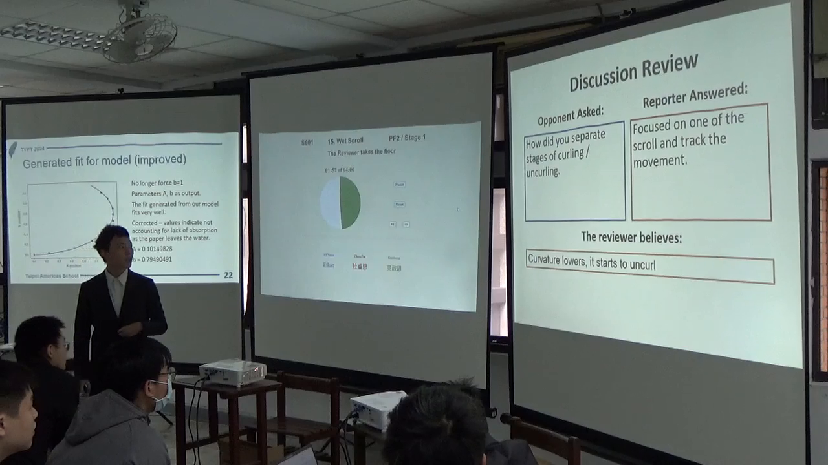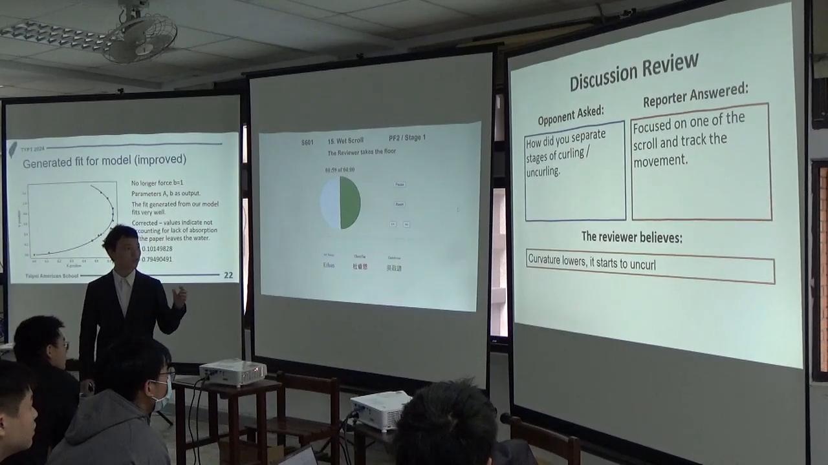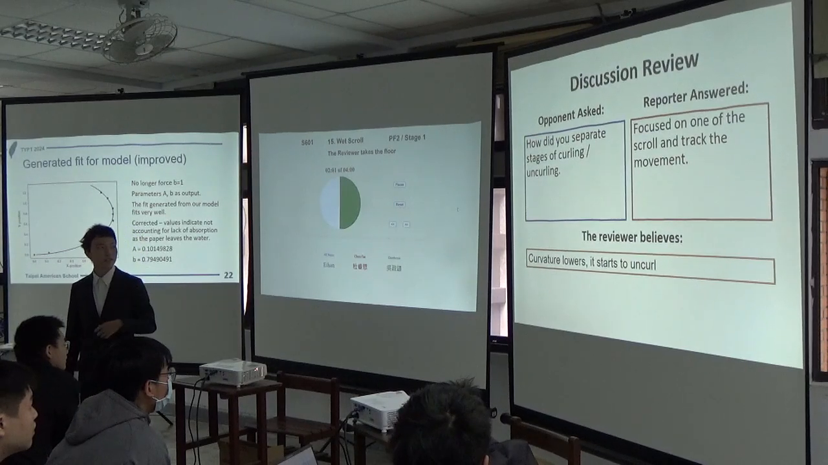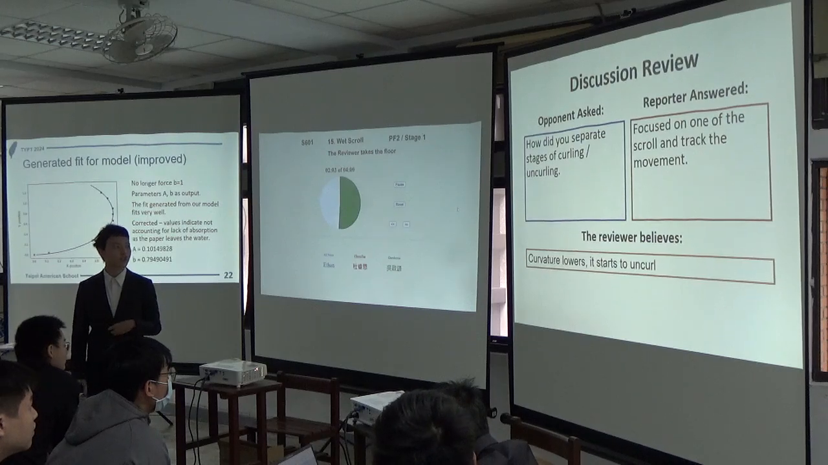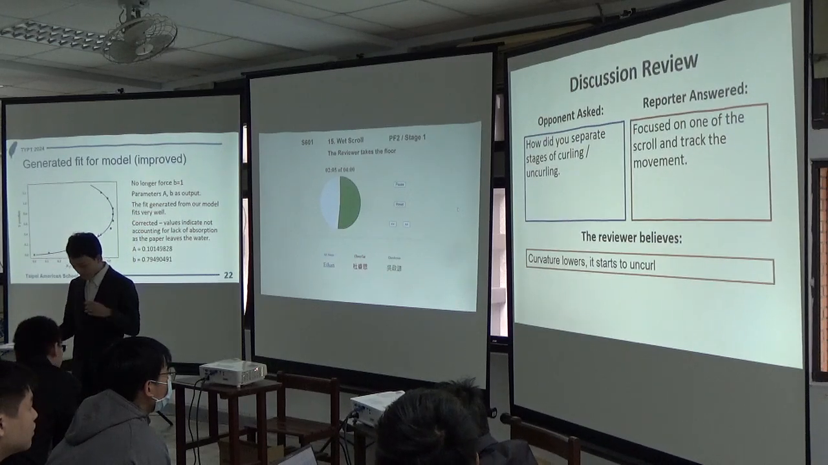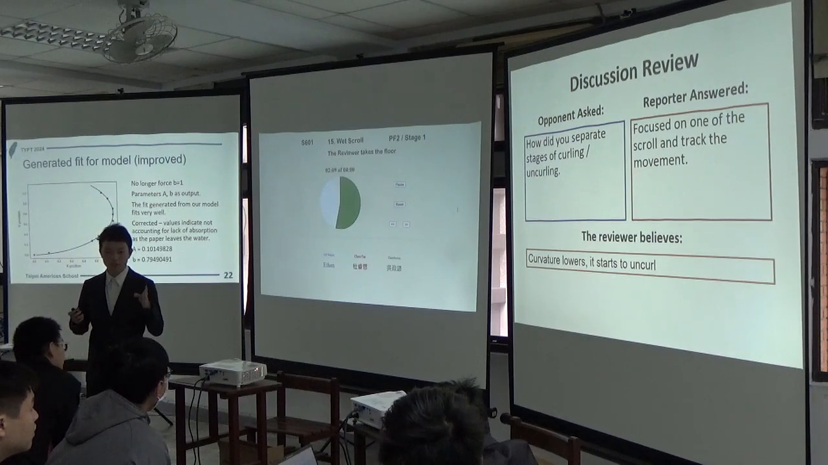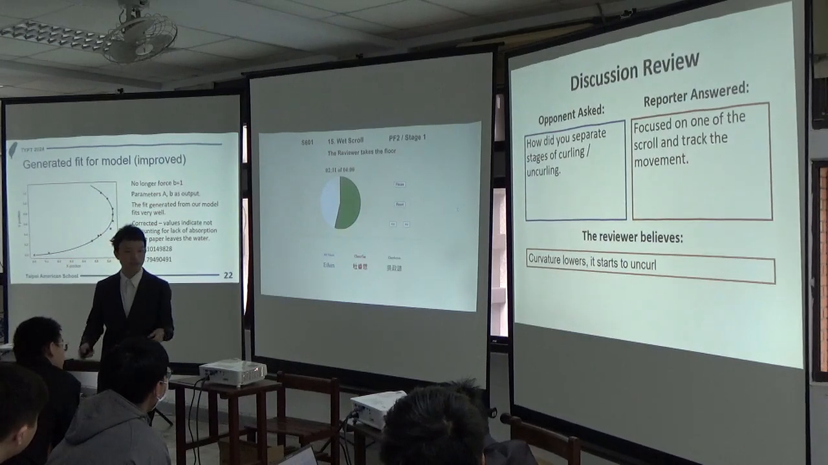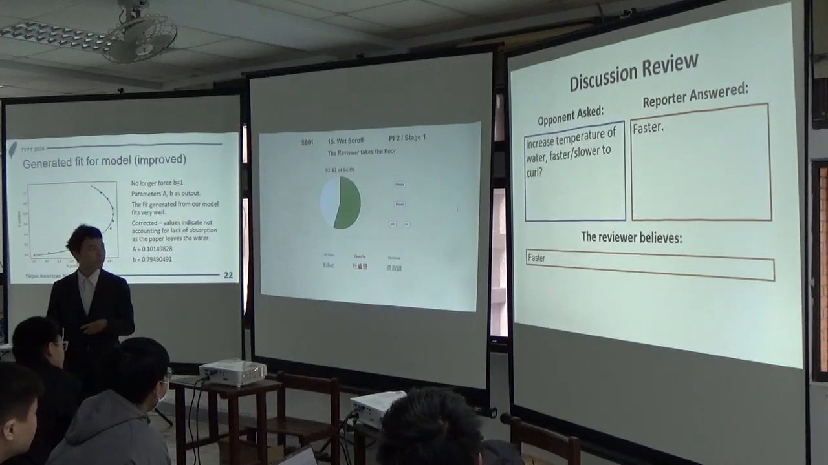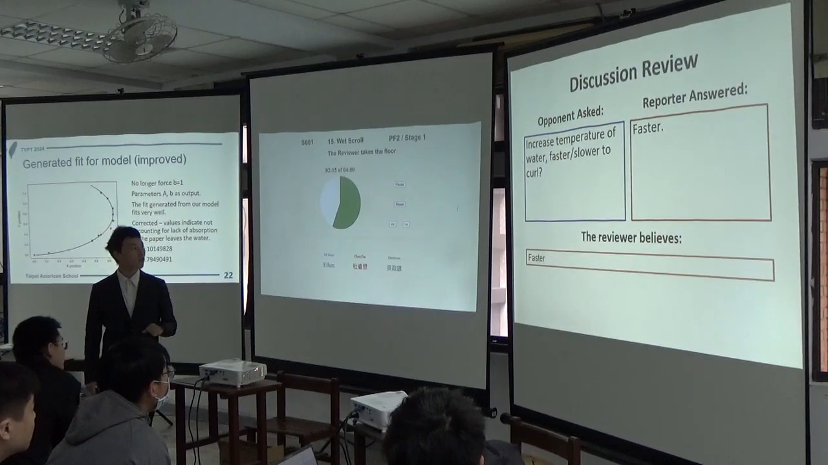Second, the opponent asked how do you separate the stage of curling and uncurling? And the reporter answered that focusing on one of the scrolls and tracking the movement, which we think is similar to the first answer. We think looking at the whole process will give a better understanding of the whole experiment. And this is the government review.